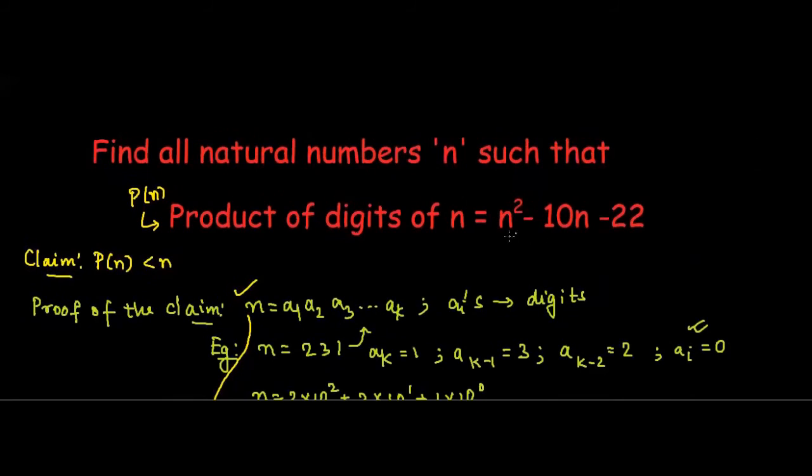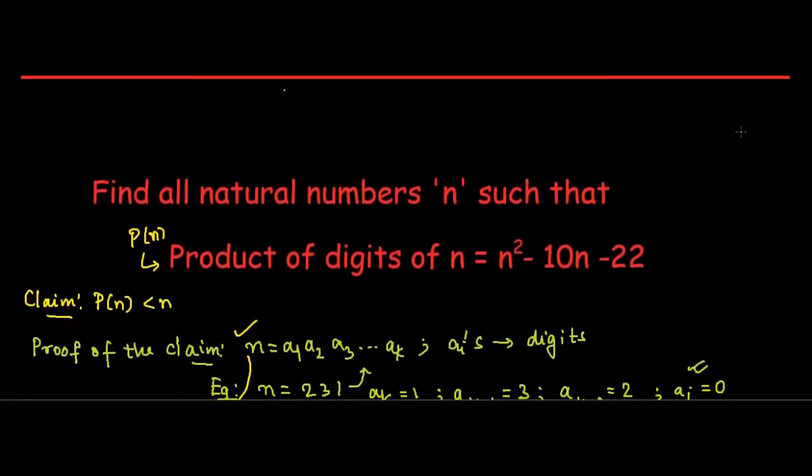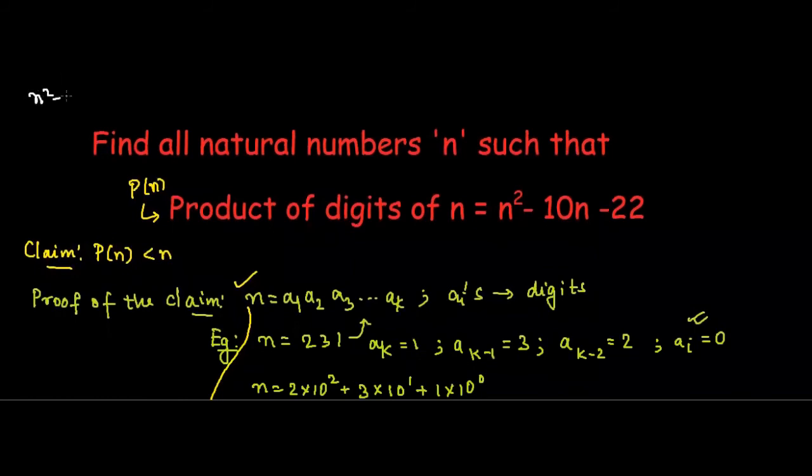Now remember that since n square minus 10n minus 22 is the product of digits, hence it must also be positive. And if n square minus 10n minus 22 has to be positive, we can say that n into n minus 10 must be greater than 22. And since n is just a natural number, we can say that n must be greater than or equal to 12. If n is less than 10, then this expression will be negative and the whole expression will become less than 0, which cannot be.